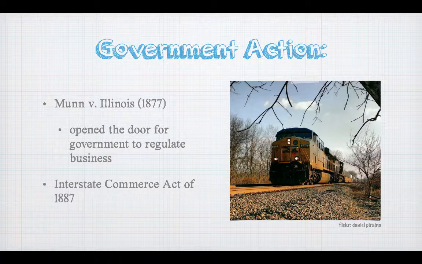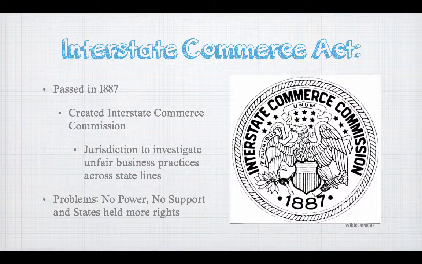So, 1877, the Supreme Court heard the case Munn v. Illinois. And what happened was they decided that, yeah, Illinois can control prices. And ultimately, that opened the door for regulation. So in 1887, the Interstate Commerce Act was passed. And what that did is created the Interstate Commerce Commission, which was given jurisdiction to investigate unfair business practices as long as they crossed state lines.